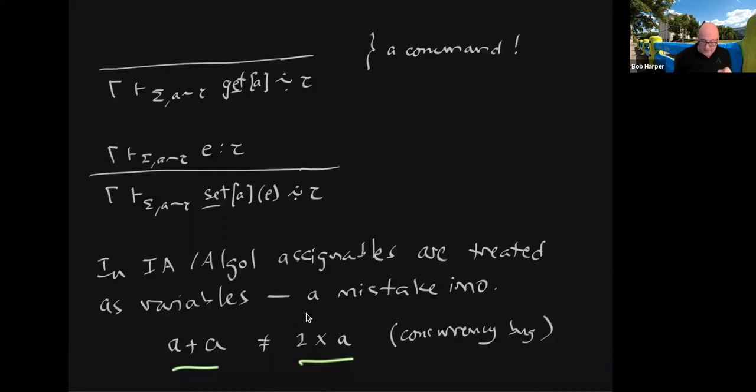So what's gonna happen is it's gonna schedule it so that another thread mutates the assignable in between the two fetches. And now A plus A is not the same as 2 times A. So this is a good idea?